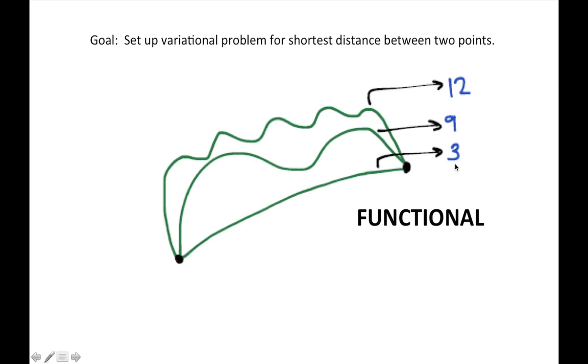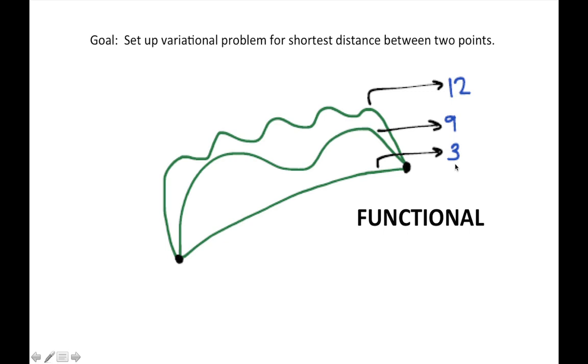A functional is really a function of a function. It could represent distances for a series of curves, areas for a series of surfaces, or the total transit time for a series of paths. The key is that the functional takes a function as the input and spits out a scalar, in this case, the distance. So now we need to write down this functional.